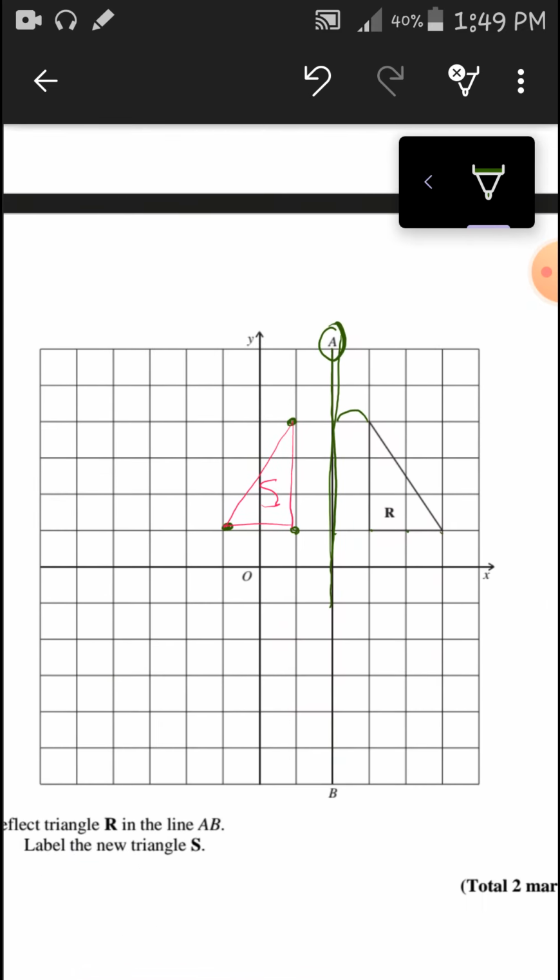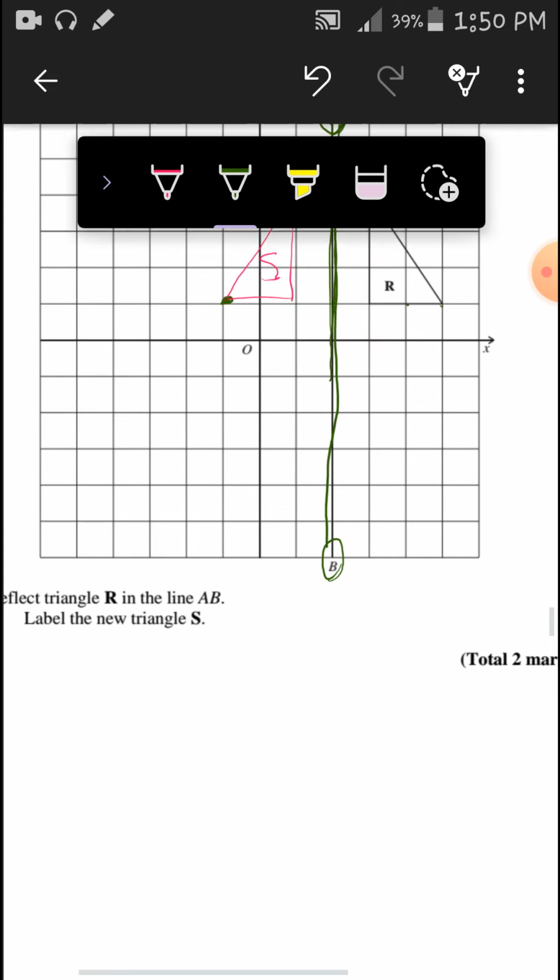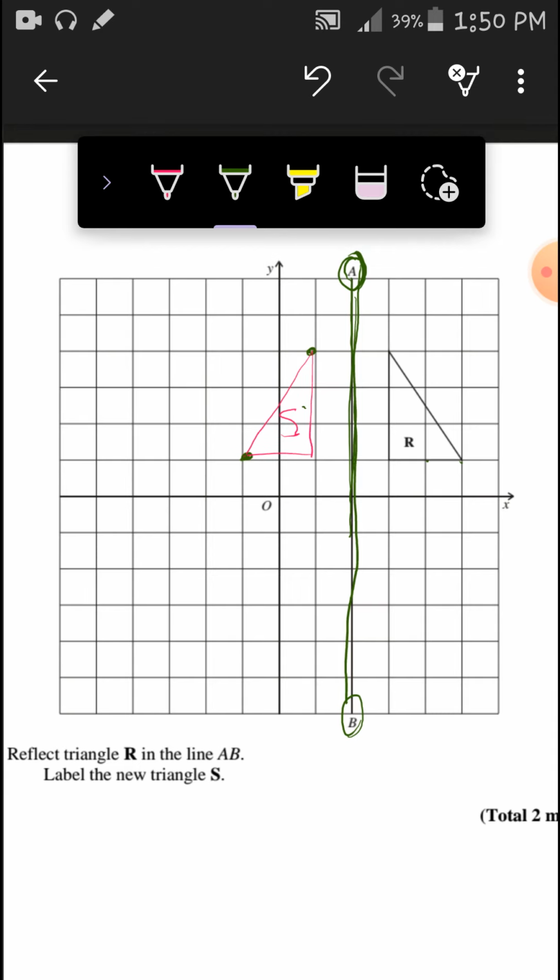Like in this case, we have a mirror AB. This line is the mirror, and we have the original shape, which is this triangle. When we reflect it, the distance here is 1 square, so the distance should be 1 square after the mirror. This is 1 square, so this is 1 square. This is 1, 2, 3, so this should be 1, 2, 3. Put the vertices, then join the lines to give you the new image of the reflected shape. Label it S, we write here S.